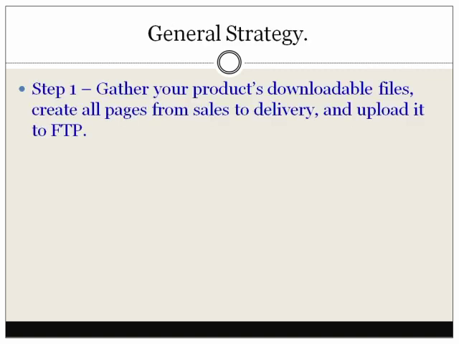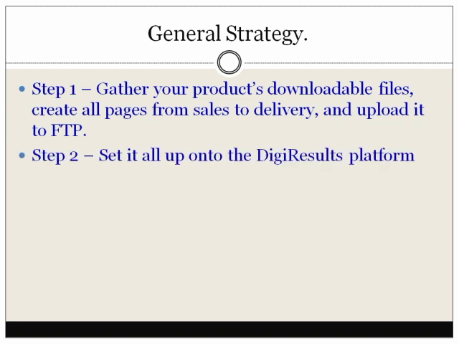Step number one, we're going to gather your product downloadable files. We're going to create all the pages from the sales to delivery to the thank you pages, and then we're going to upload it to FTP to your website. And then of course, step number two, from that point, we're going to set everything up on the Digi Results platform.